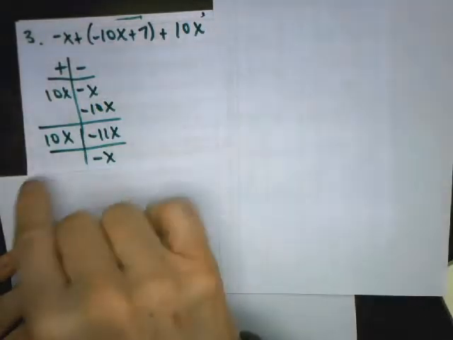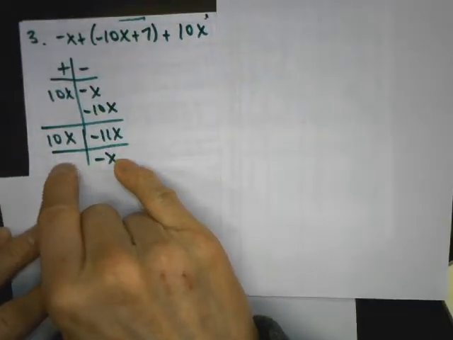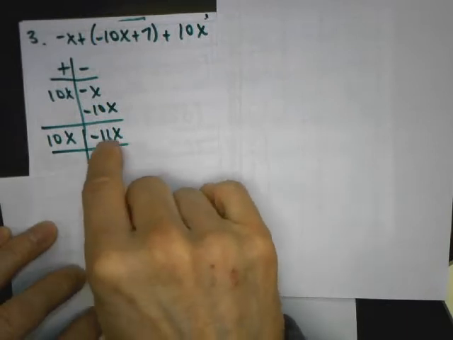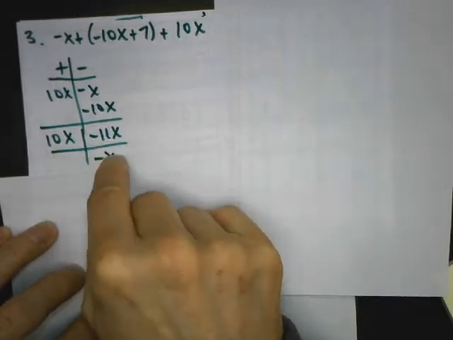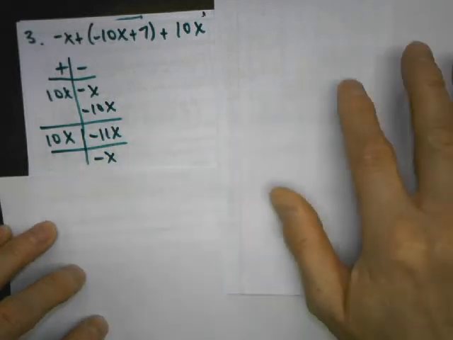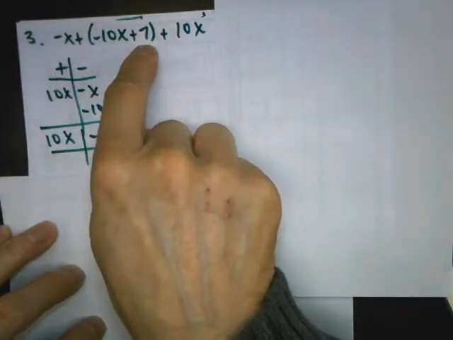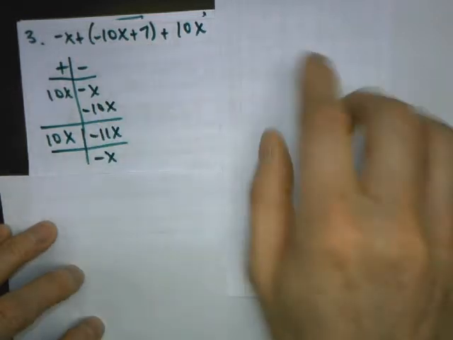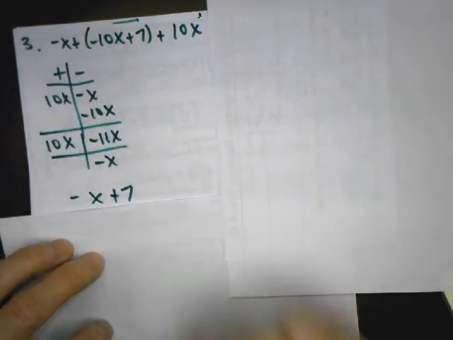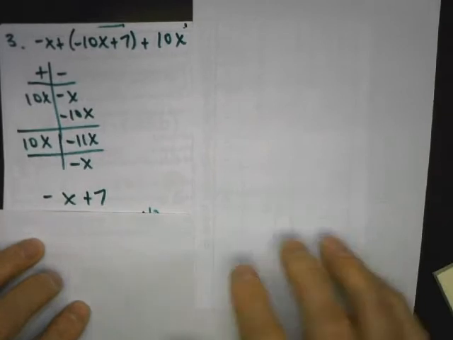Opposite teams mean subtract. So 10 take away 11 is 1. But who has more? Negatives have more, so it's negative 1x, which is written as negative x. There's only one constant. There's only one number without any letters, right? There's only one constant, so I don't need to add that to anything. So this simplifies to negative x plus 7.